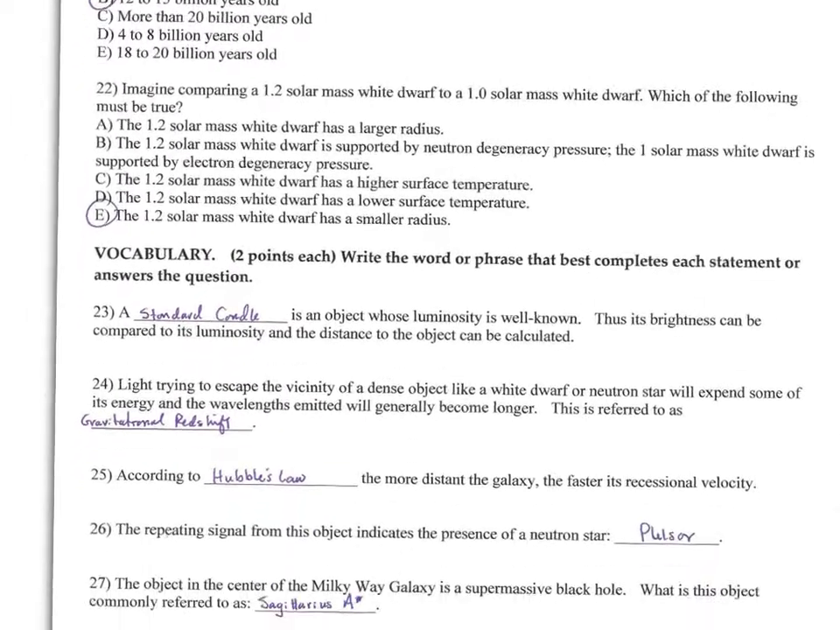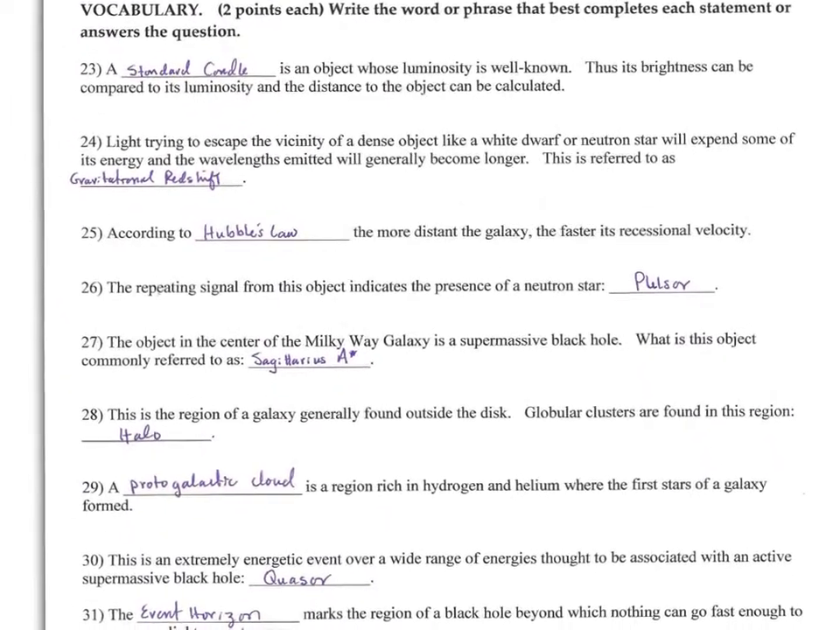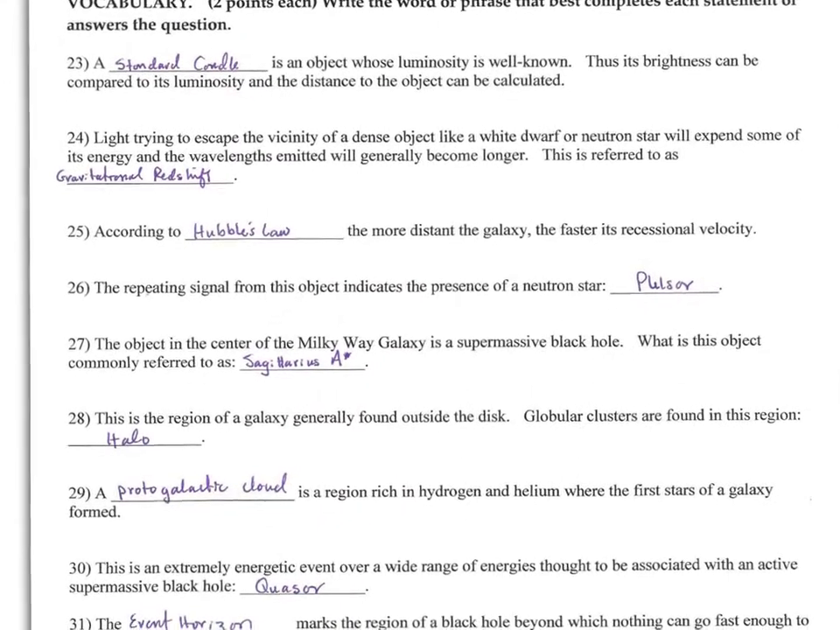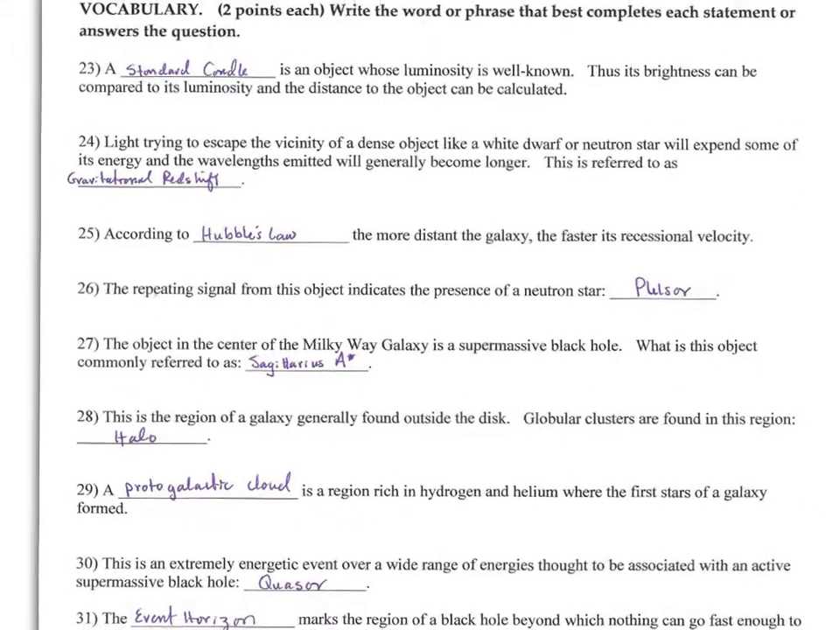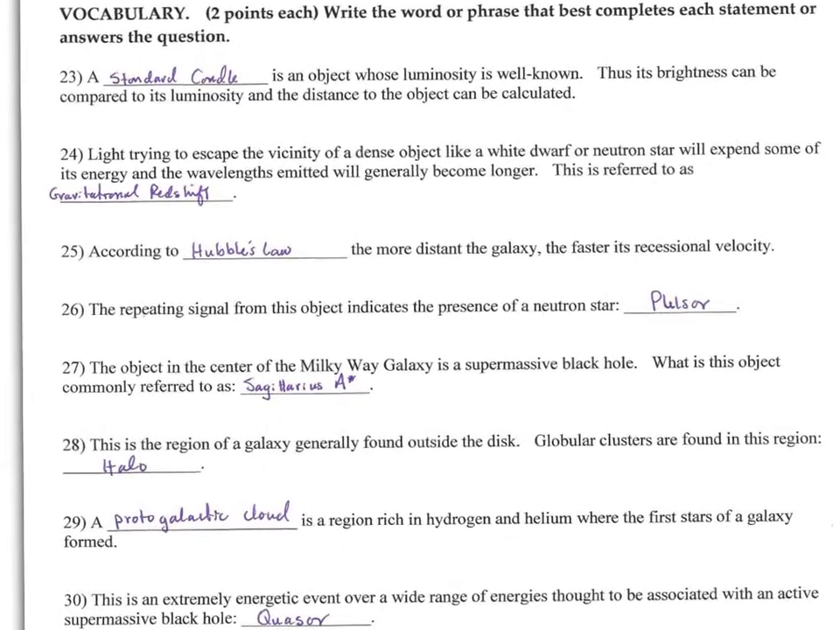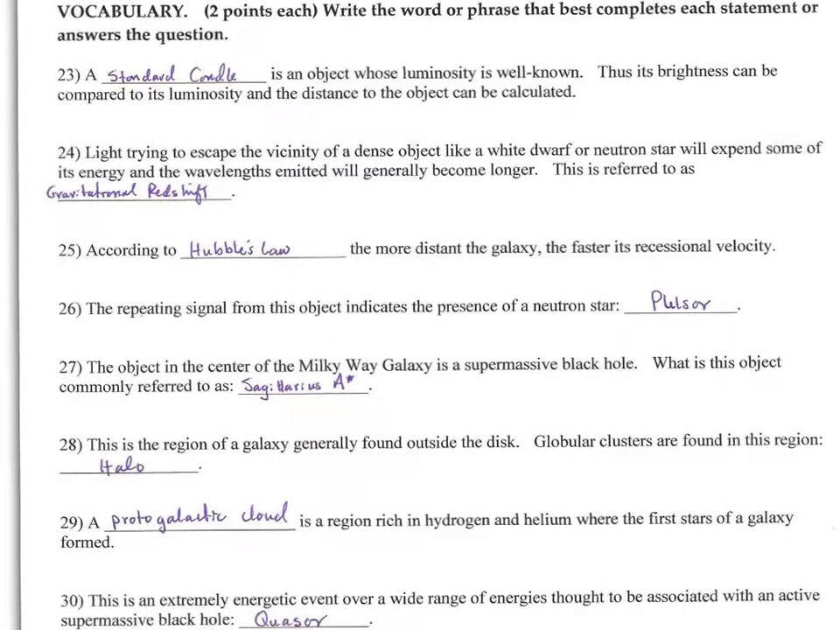So worth 2 points apiece was this section on vocabulary. Now, it's possible that you could get 1 out of 2 points. So actually, question 23 is such a situation. I was really after the general term. I can't remember, I may have gone full 2 out of 2. But I was really after the generic term: a standard candle is an object whose luminosity we know, and we can compare that to its brightness to get to distance.